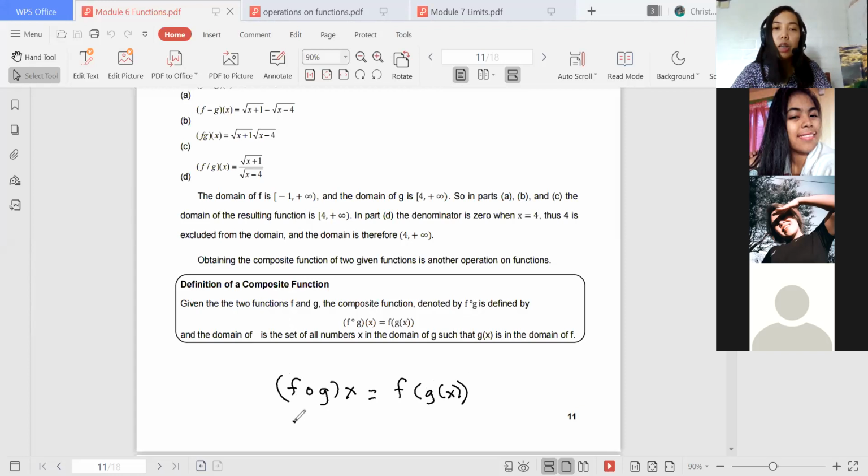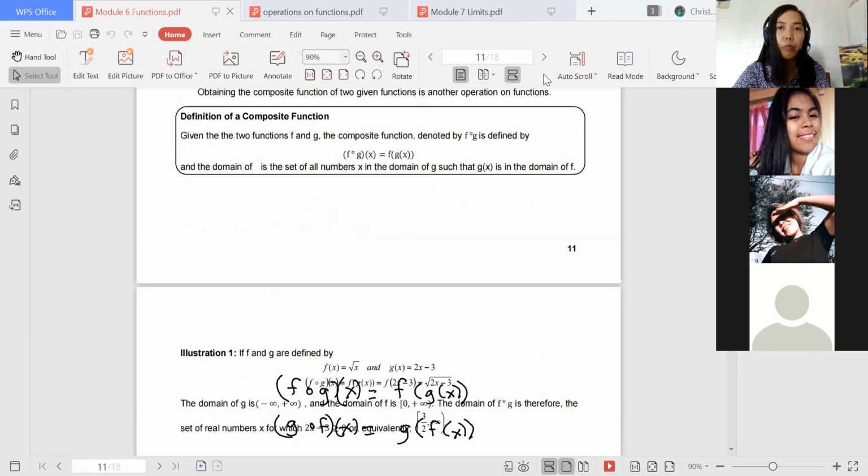Okay? G composite f of x. They are not equal class. G composite f is g of f of x. Okay? So, given the two functions f and g, the composite function denoted by f composite g is defined by f composite g of x means f of g of x. And the domain of f composite g is the set of all numbers x in the domain of g such that g of x is in the domain of f. So, medyo magulo, di ba?